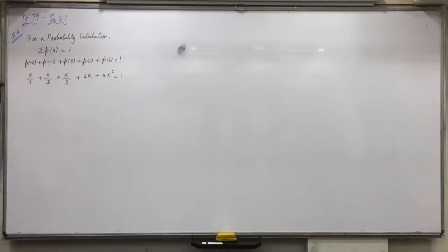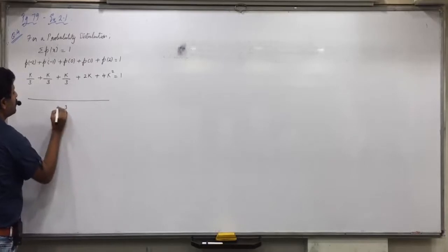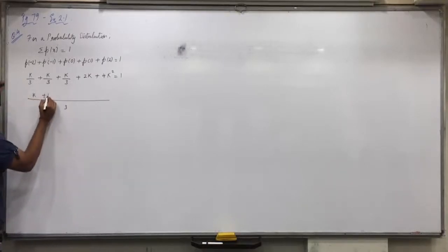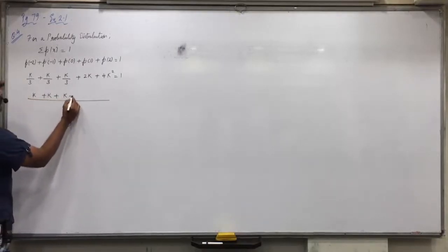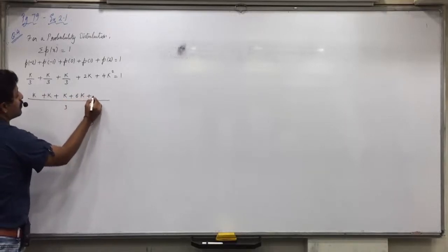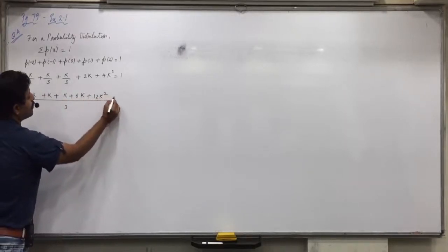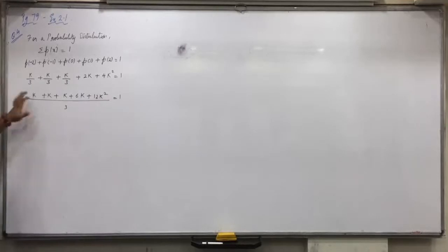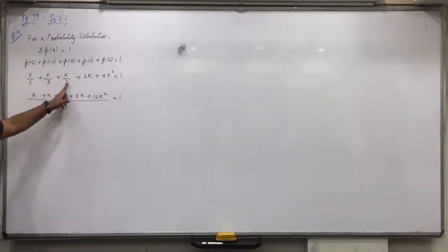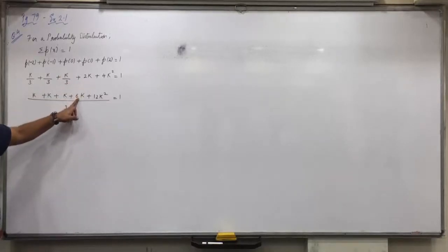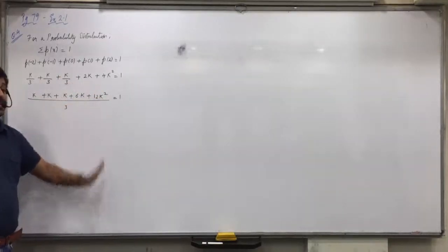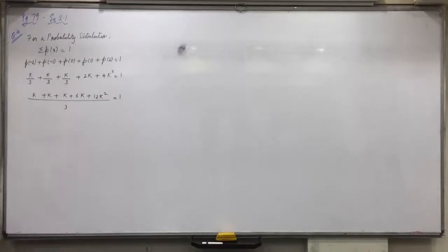Rashmi, what will be the LCM? 3. So tell me the numerator. K plus k plus 6k plus 12k. Correct. Be attentive. Here already the denominator is 3, so k plus k as it is. 3 into 2, 6k. 3 into 4, 12k square. Did everyone understand this?